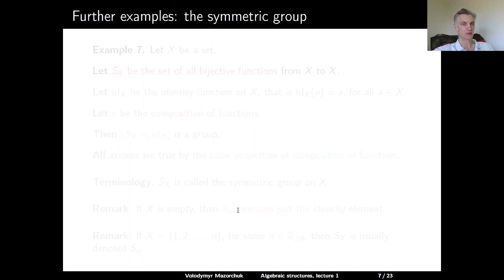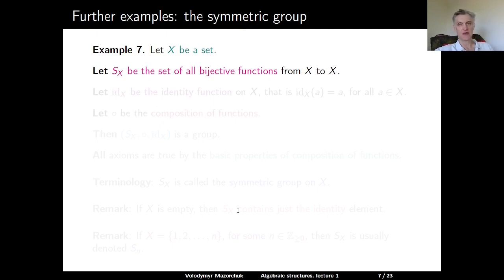Okay, let us now discuss more advanced examples. And the first one will be the example of the so-called symmetric group. So let X be a set. Denote by S sub X the set of all bijections from X to X, all bijective functions from X to X. Let ID X be the identity function on X, so that's a function which does nothing. It sends an element A in X to itself, to this element A.